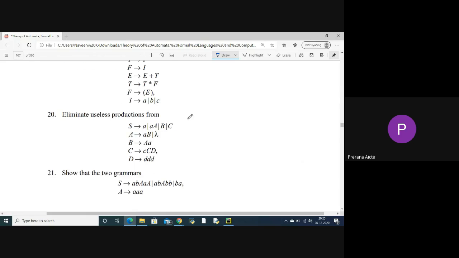So eliminate useless productions from the grammar. S tends to small a is accepted because it is a terminal symbol. S tends to capital A is also okay, whereas we have lambda. S tends to B tends to A, so it is also accepted. S tends to C: there is no ending for C, so the production with C is eliminated and D is also eliminated. The grammar is S tends to A, B, A tends to AB or epsilon, A tends to A is the only useful grammar.